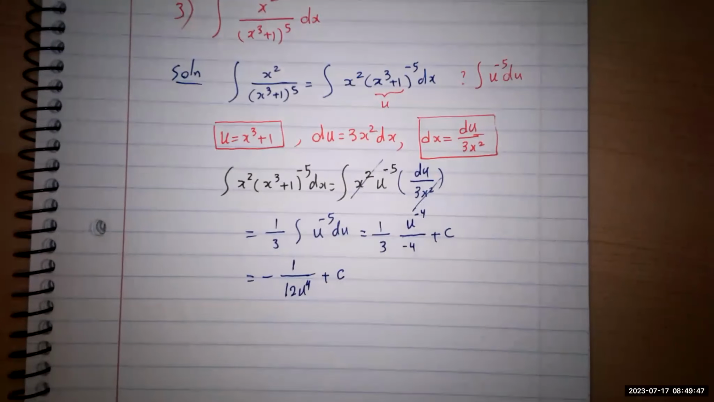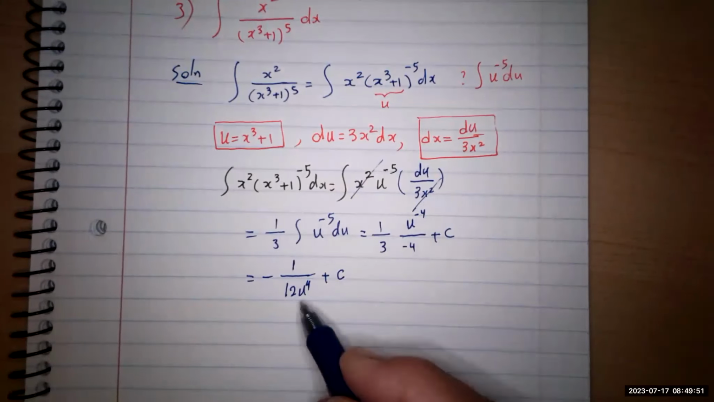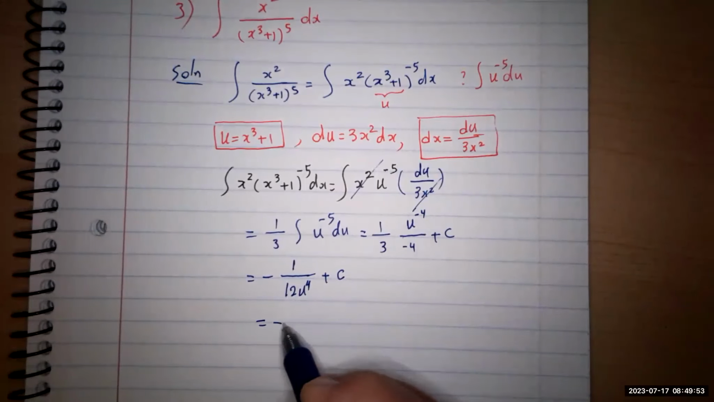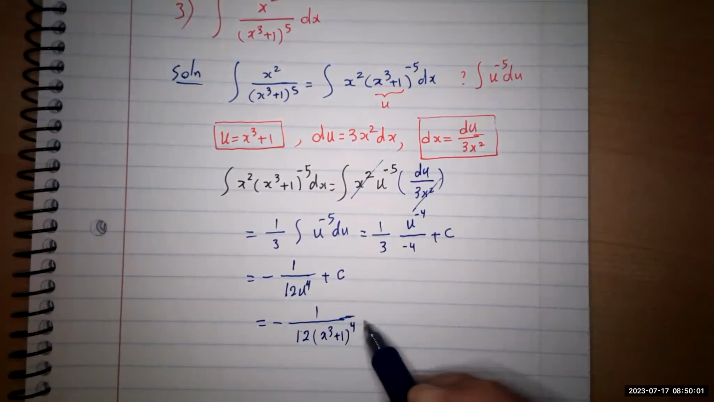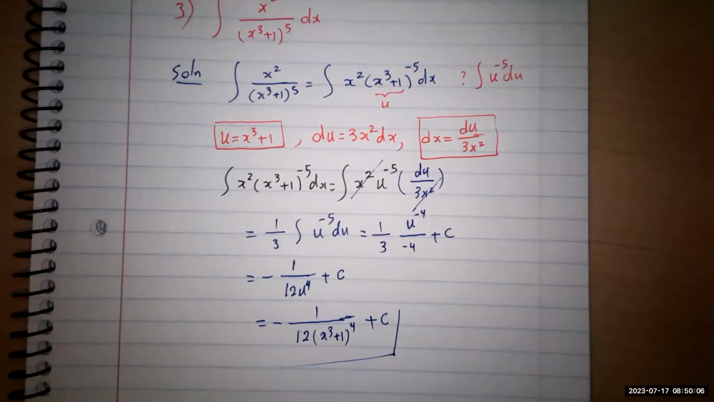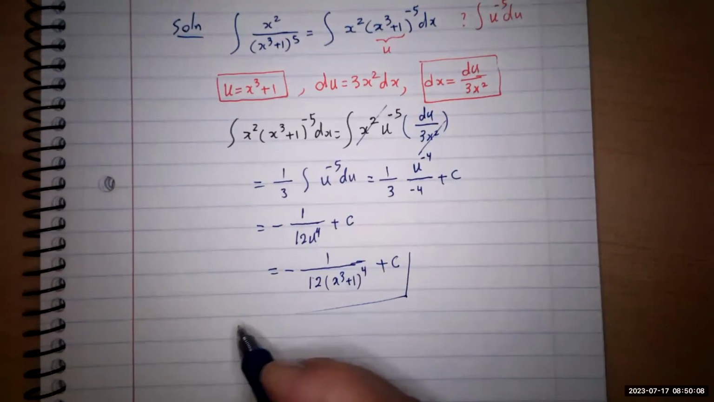Okay, but I know that you are not done. You have to substitute for the u to get the final answer. So the substitution would be negative 1 over 12 times u. What was u? U is x cubed plus 1 to the 4th, plus the constant c. This would be your final answer. I usually rewrite it, you don't have to.